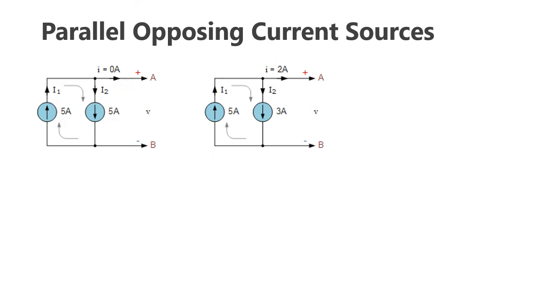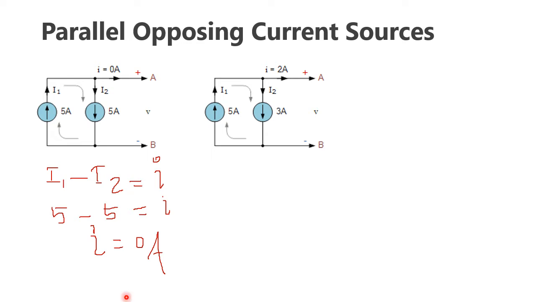If we use Kirchhoff's current law for this node, I1 minus I2 will be equal to I. I1 is 5 ampere minus I2, which is also 5 ampere but connected in the opposite direction. Therefore 5 minus 5 will be equal to the resultant current. So the resultant current I will be equal to 0 ampere.